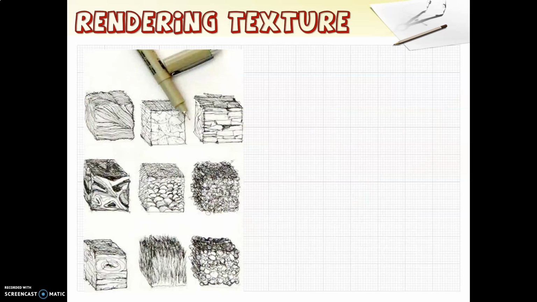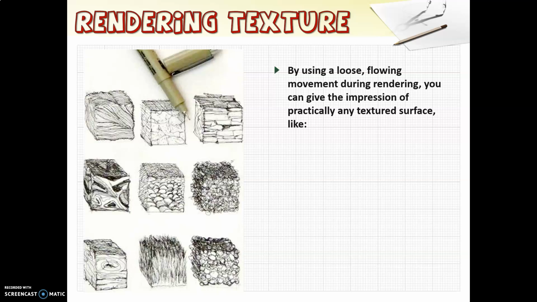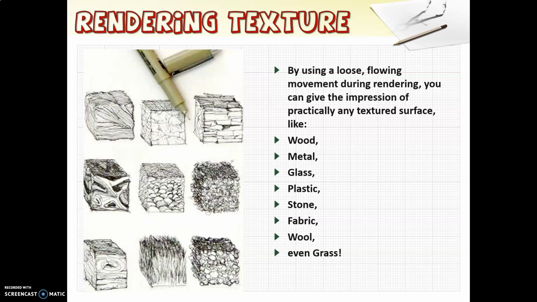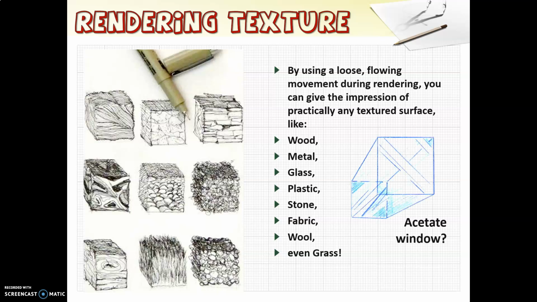You can also render some texture. So if you use a sort of loose flowing movement, you can give the impression of a textured surface, like any of these. You can see the examples on the left for yourself. So have a think about what it could be used for, and things like acetate windows in packaging that we might be designing, that's particularly useful.